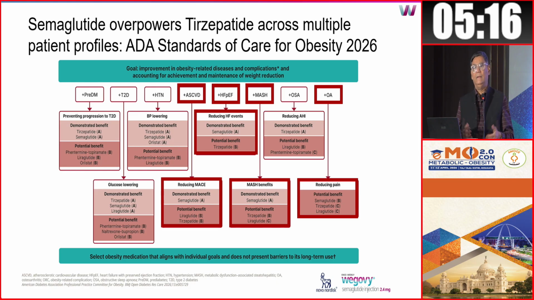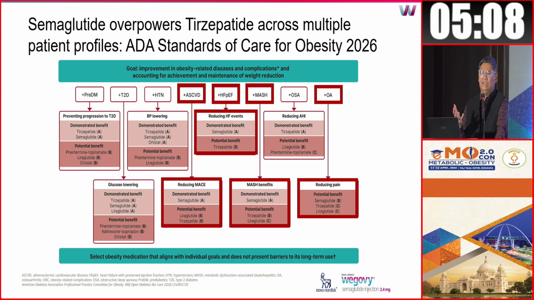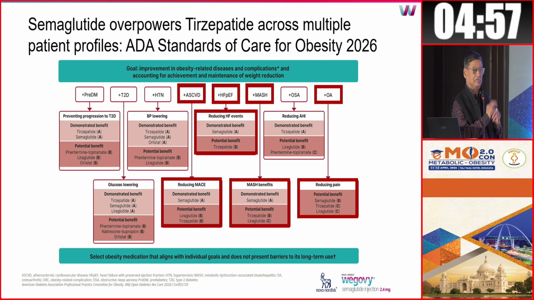And undoubtedly, semaglutide at this point of time has maximum evidence, starting with cardiovascular and composite renal outcomes, and of course emerging data in MASH, OSA, osteoarthritis, Alzheimer's, Parkinson's, peripheral arterial disease, name it. Therefore, I leave it up to you to take a decision.